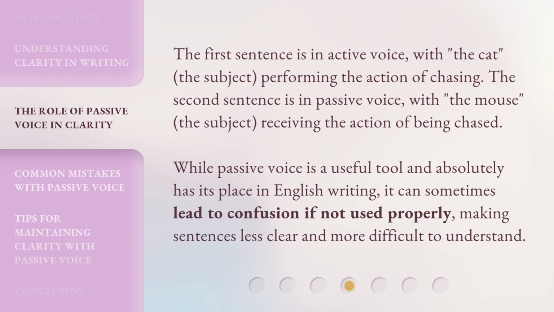The first sentence is in active voice, with the cat, the subject, performing the action of chasing. The second sentence is in passive voice, with the mouse, the subject, receiving the action of being chased. While passive voice is a useful tool and absolutely has its place in English writing, it can sometimes lead to confusion if not used properly, making sentences less clear and more difficult to understand.